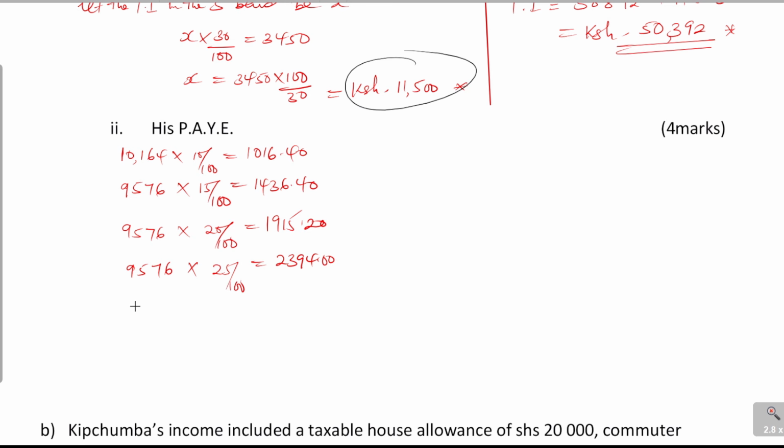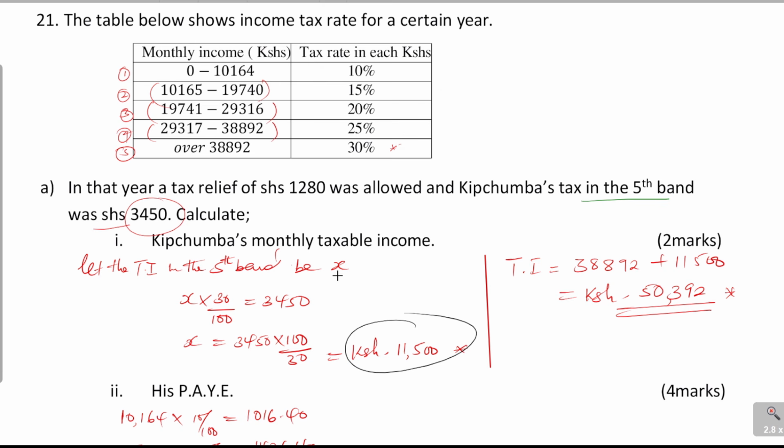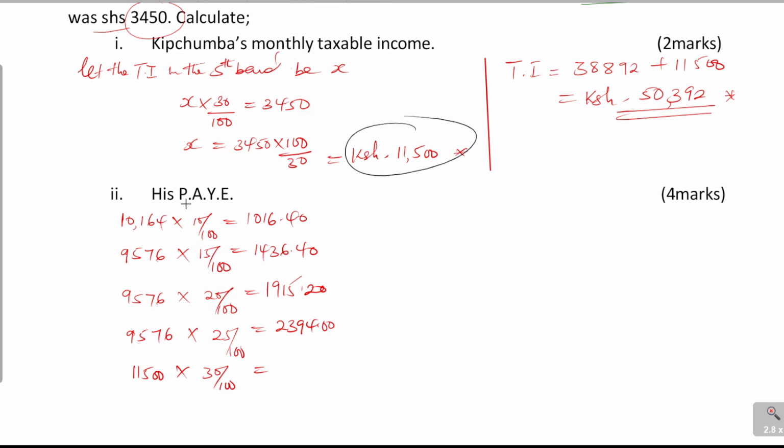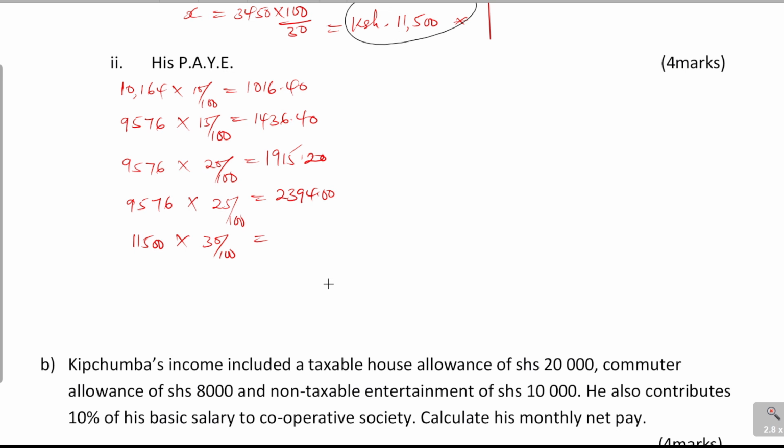So we got it as 11,500, and that one should be taxed at the rate of 30%, and it gives the tax. The tax is already there. We were given that one. From part A of the question, you have that tax in the fifth band was 3450. So that should give that 3450.